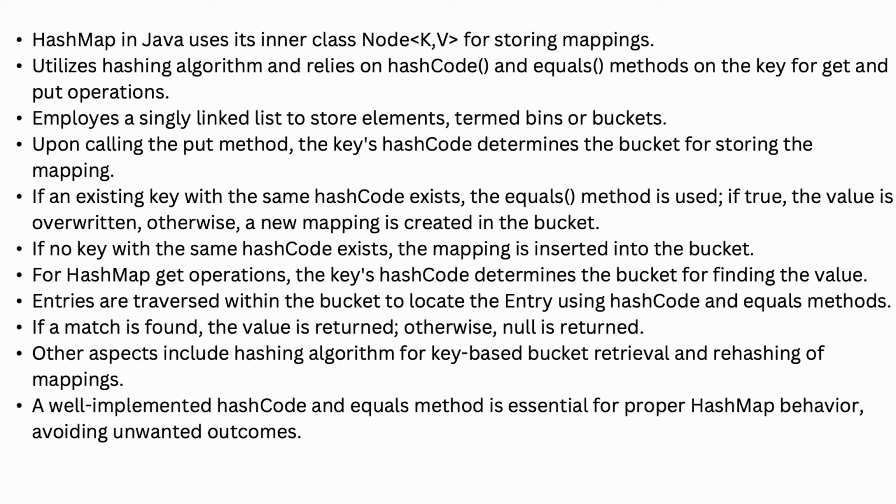For HashMap get operation, the key's hashCode determines the bucket for finding the value. Entries are traversed within the bucket to locate the entry using hashCode and equals methods. If a match is found, the value is returned, otherwise null is returned. Other aspects include the hashing algorithm for key-based bucket retrieval and rehashing of the mapping.